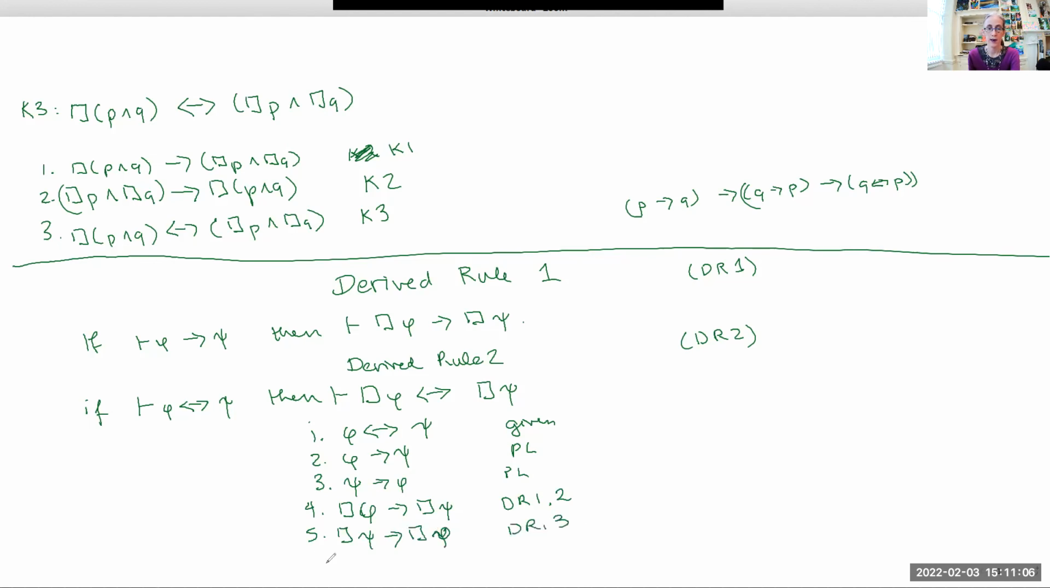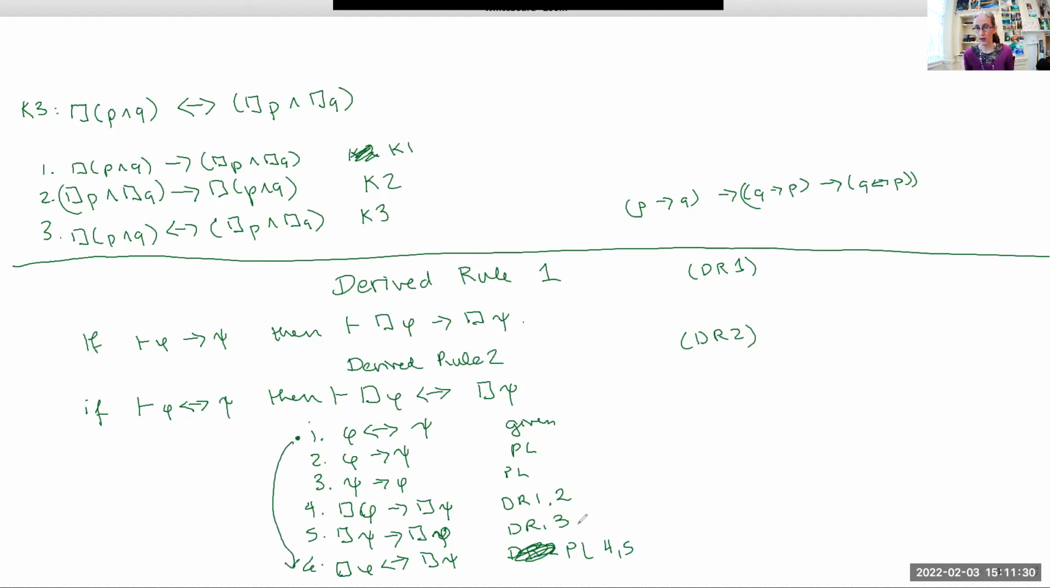And propositional logic says if you've got 2 conditionals, one of which is the converse of the other, you can put them together as a biconditional. So that's propositional logic 4 and 5. At this point, you can now see that this is a rule that actually removes quite a lot of steps because we're going straight from 1 to 6.